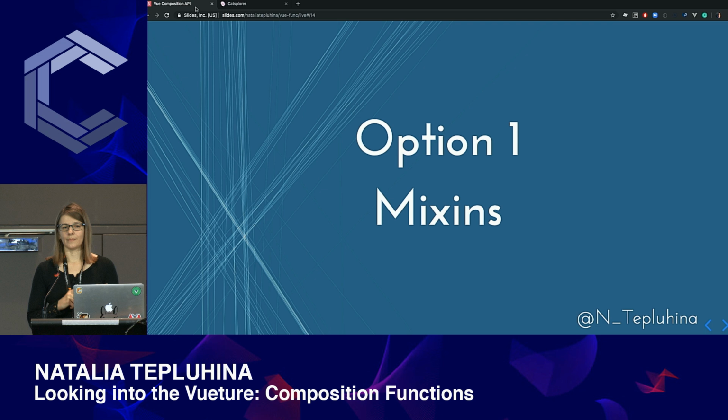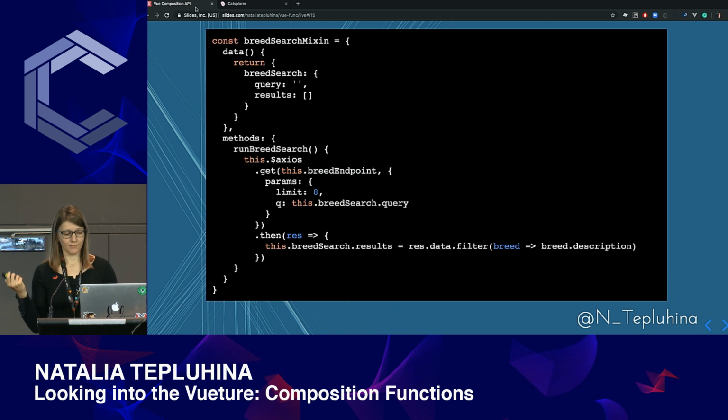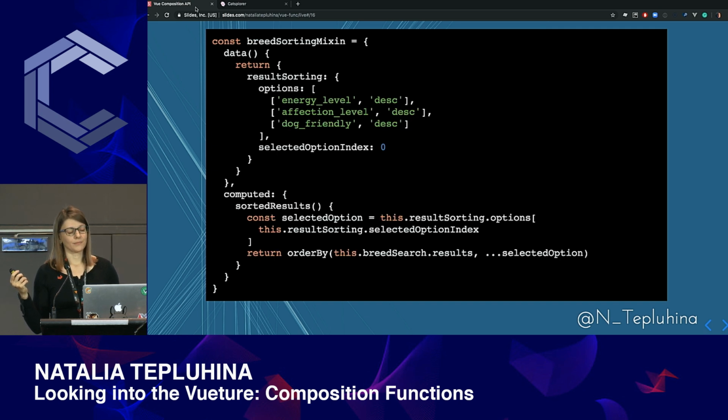Like data, methods, computed, everything. And when included in a Vue component, mixin options are mixed into the component options. So it seems kind of logical to put all the search logic in one mixin and all the sorting logic in another mixin. Okay, let's make it so. We just take everything from search and create a breed search mixin, just an object with two properties, data and methods. And we create a breed sorting mixin, where we have sorting options and computed with sorted results.